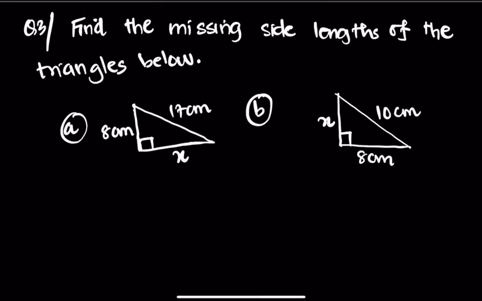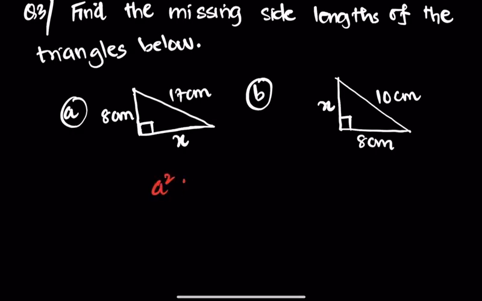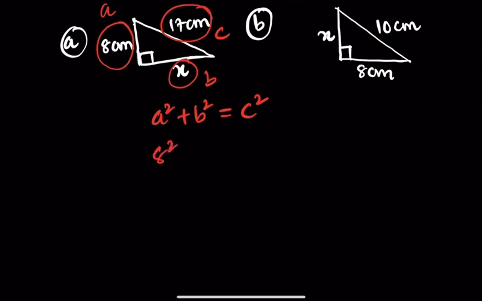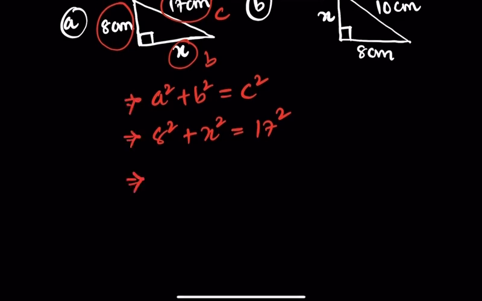Another problem, find the missing side lengths of the triangles given below. Since both the triangles are right triangles, therefore a squared plus b squared should be equal to c squared. Let's solve for the first triangle. Let this be A, let this be B, and let this be C, which is the hypotenuse in this case. So A squared is 8 squared, B squared is x squared, and C squared is 17 squared. 8 squared is 64 plus x squared equals 17 squared, which is 289.